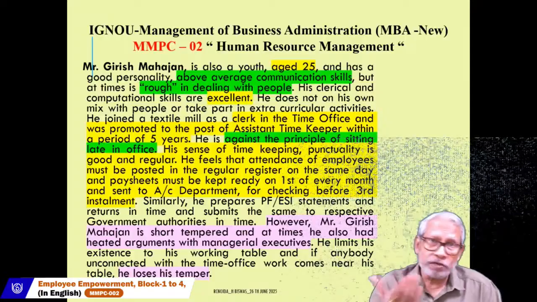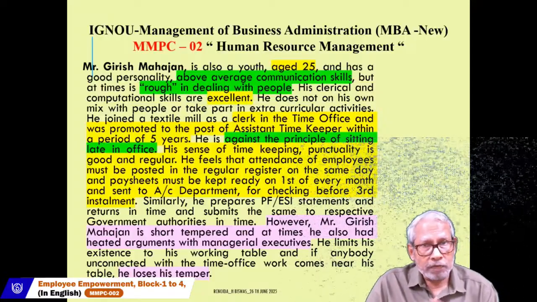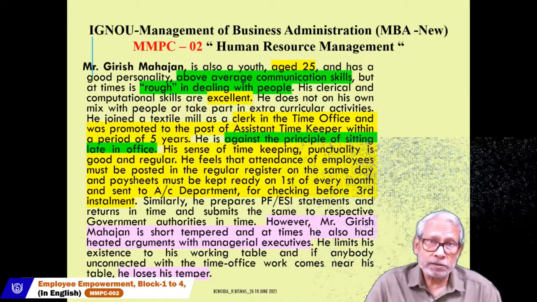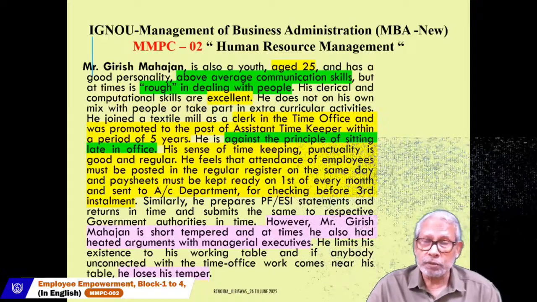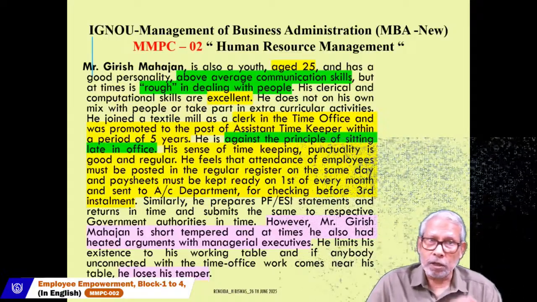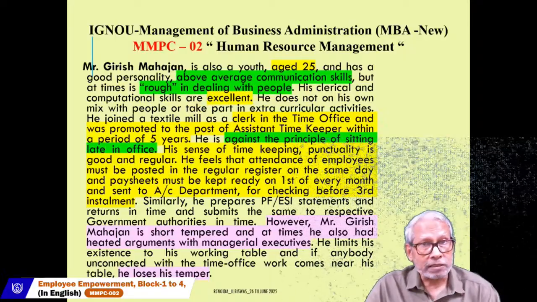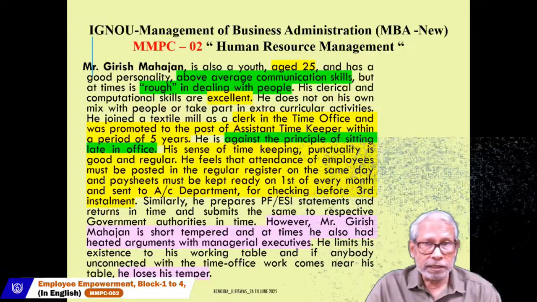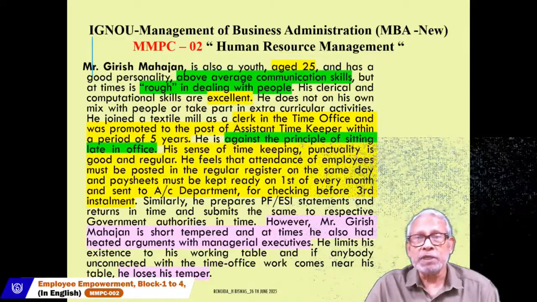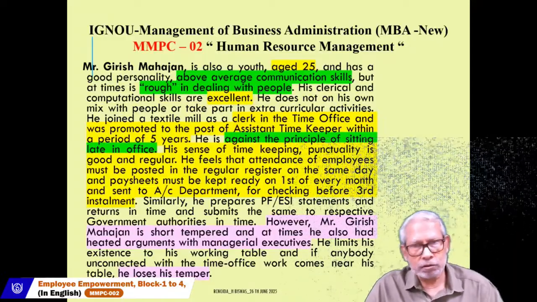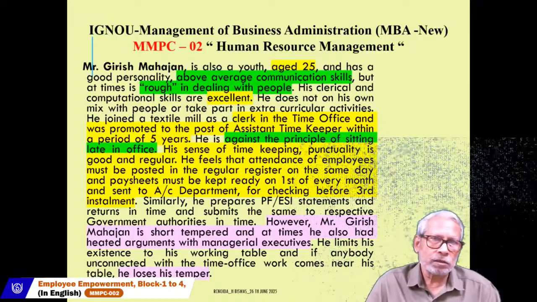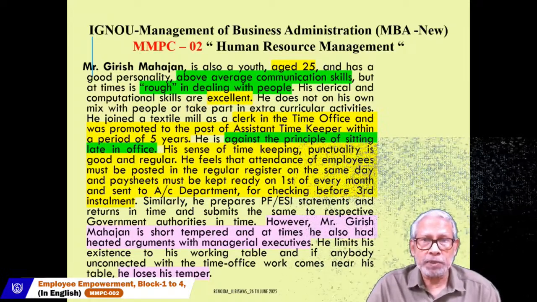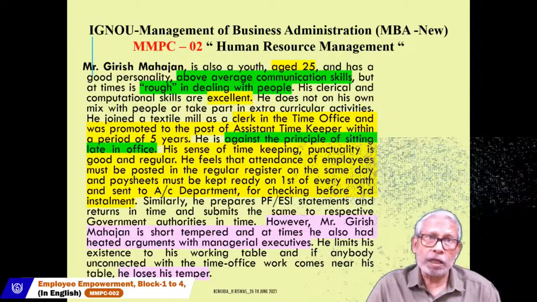Girish Mahajan is 25 years old and has above average communication skills, but is rough in dealing with people. But his computer skill is very excellent. Another thing, he is against the principle of sitting late in the office. Late sitting is not acceptable to him. But his sense of timekeeping and punctuality is good and regular.